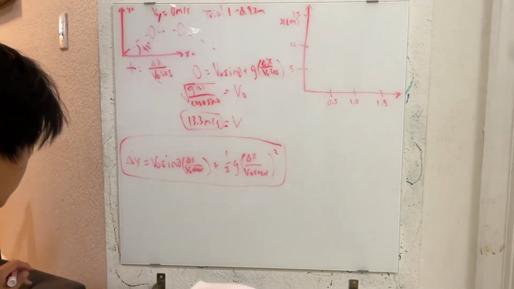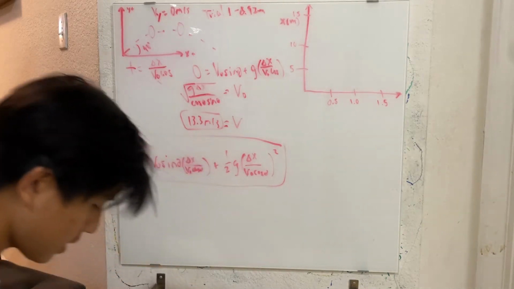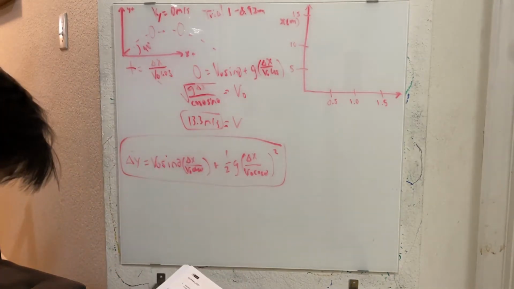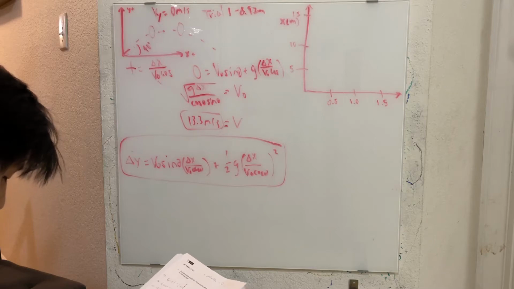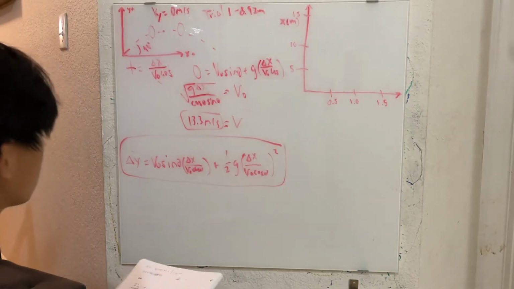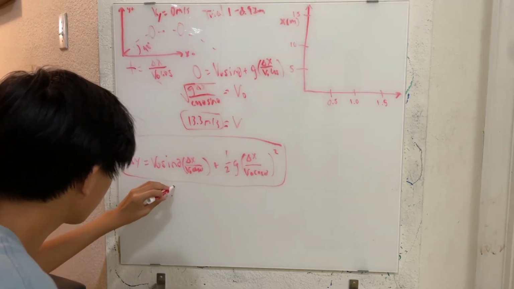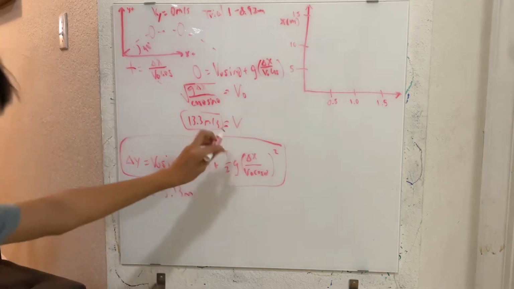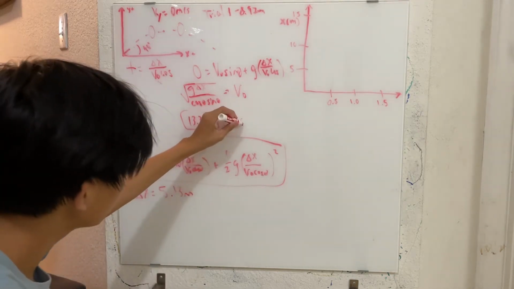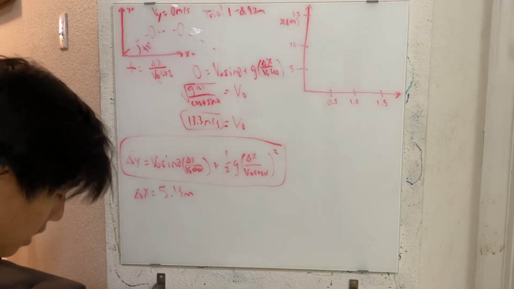So that's part B. And then for part C, it asks us to find the height of the projectile at a certain distance, 5.13 meters. So in this case, delta x equals 5.13 meters, and then we have our v naught, so we can just plug all this in and get the answer.